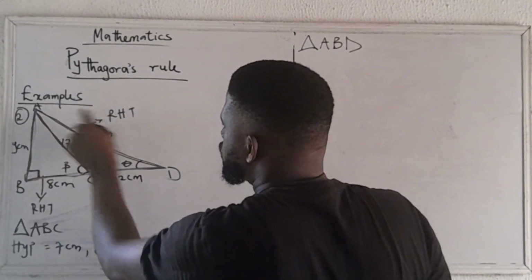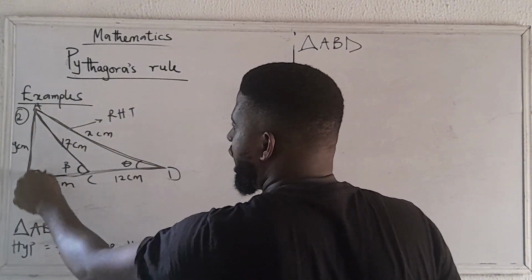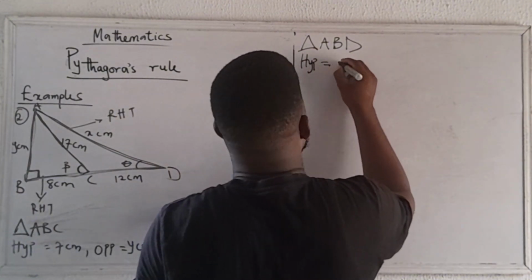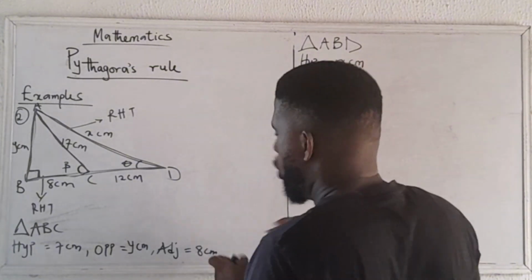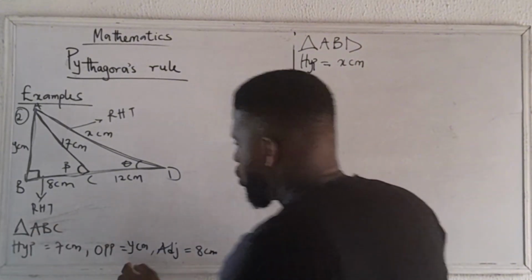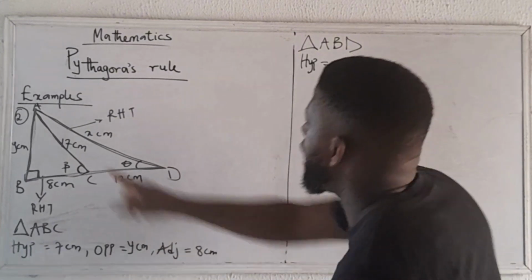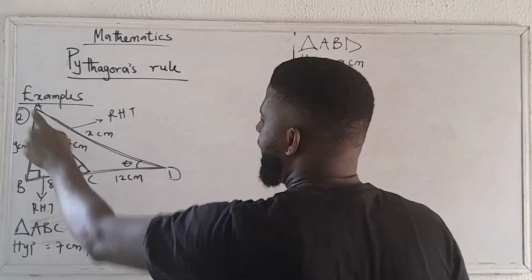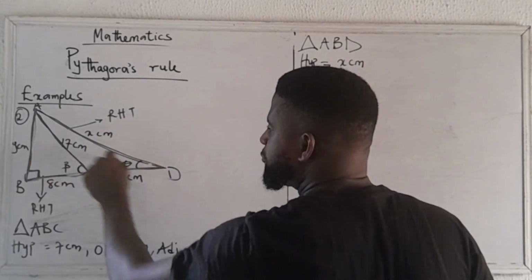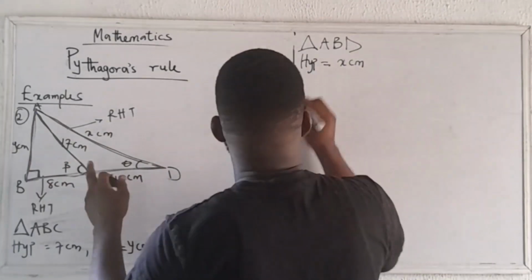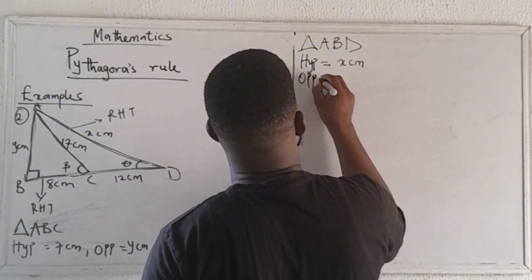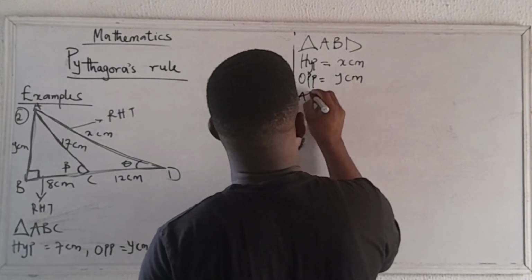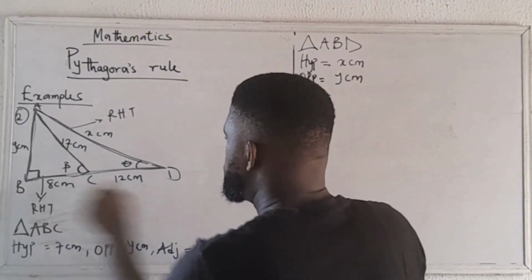our hypotenuse, which is the side facing the right angle triangle, which is AD, hypotenuse is equal to X centimeter. So in triangle ABC, we have to find opposite. In triangle ABD, we have to find hypotenuse. So, and then this is the angle. So this will be the side facing the angle. So we know that opposite is equal to what? Y centimeter.